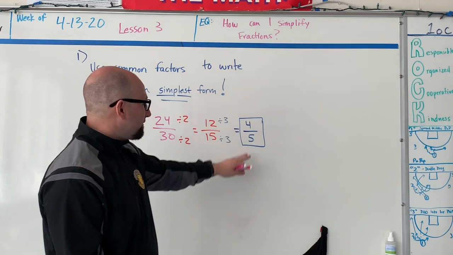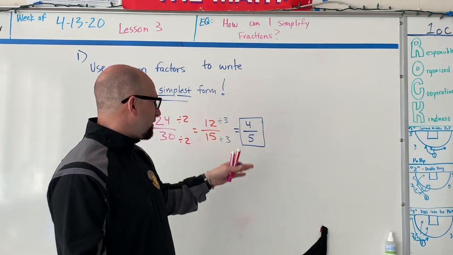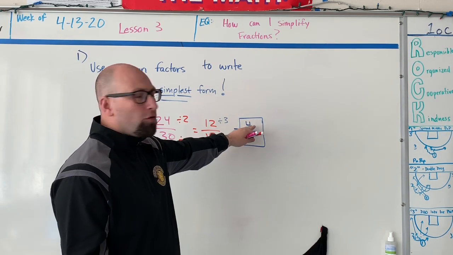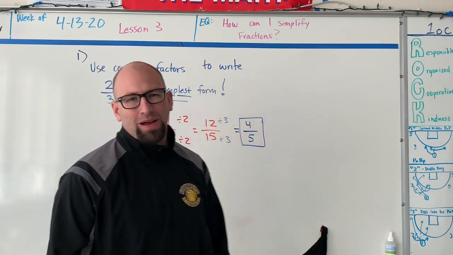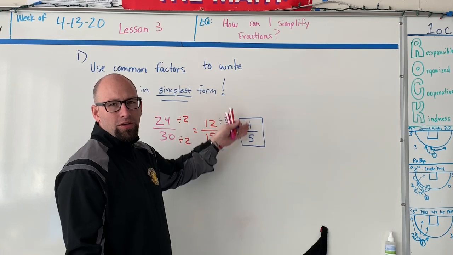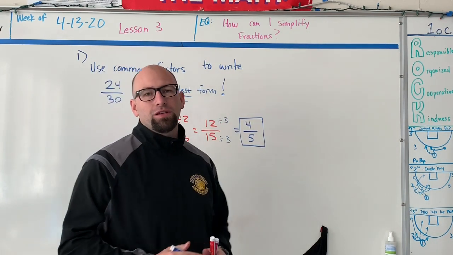The reason being is because 5 is a prime number. You can't go any further. So the only common factor these two have is 1. Because of course 4 we can divide by 2 to make it 2, but we can't divide 5 by 2. Okay. So when the denominator and the numerator have the only common factor of 1, you found the simplest form.